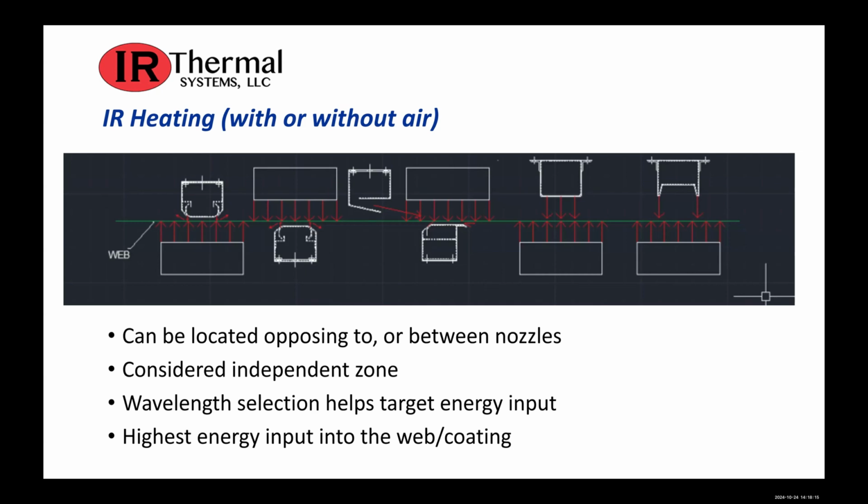Now, along with all of those other types of nozzles, we can incorporate the use of IR heating. The IR heating emitters can be located opposing to or in between nozzles, and they are considered an independent zone since you can adjust either the intensity of the IR or the air temperature and velocity independently of one another. The wavelength on the IR can be selected to hit a specific target energy input, and when this is in combination with the standard convection heating, it provides you the highest energy input into a web coating.